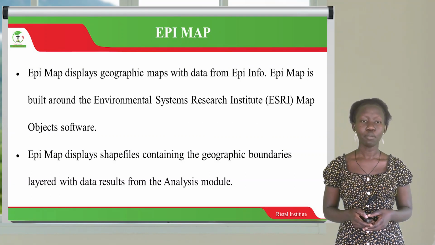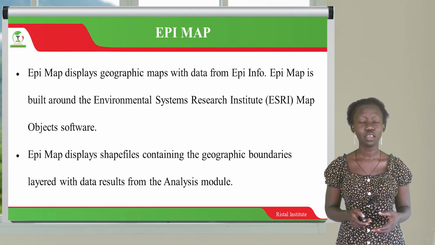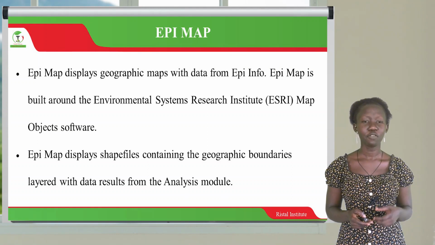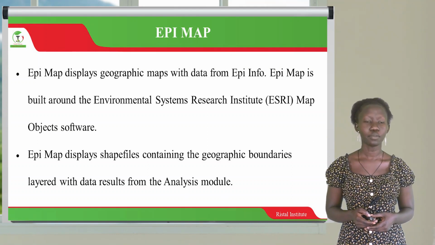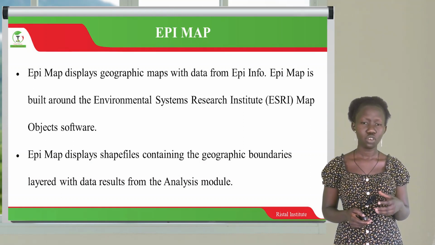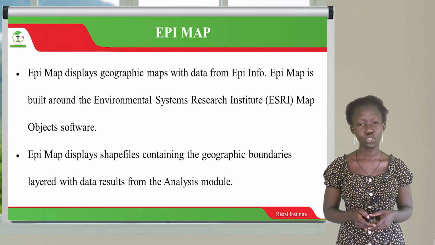The Epi Map program. This one enables you to display geographic maps with data from Epi Info. This Epi Map is built around the Environmental Systems Research Institute map object software, and it displays shape files containing the geographic boundaries layered with data results from the analysis module.